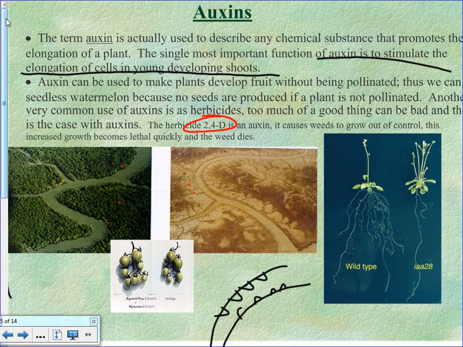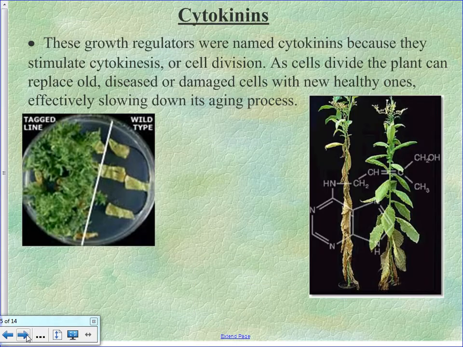All right, so auxins, like we said, stimulate elongation of cells and developing shoots. Cytokinins cause cytokinesis, which is cell division. So cytokinins stimulate cell division. This is what keeps plants young, or allows them to live to be very, very old, whichever way you want to look at it.